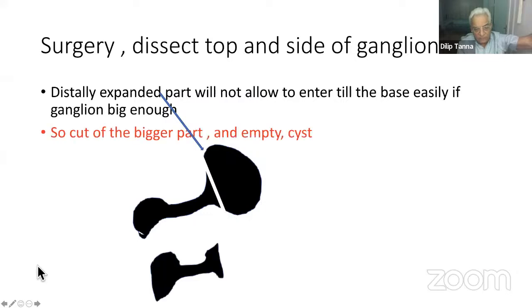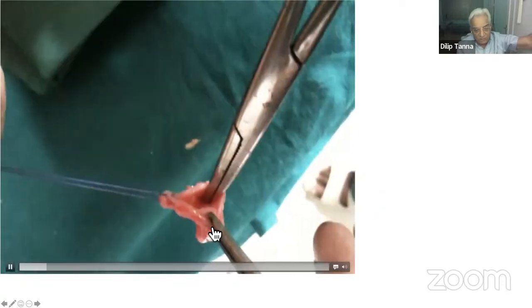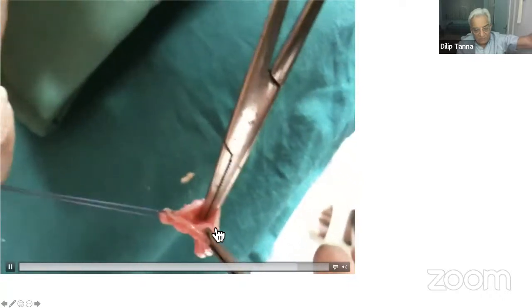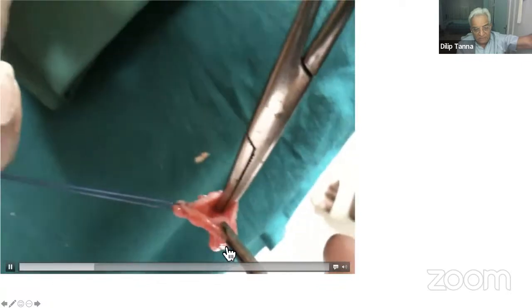Now having chopped off the ganglion, you will be able to reach the bottom and pass something here. Now I see one of the videos also. So now you have this ganglion. All you can do is go inside and you will be able to see the bottom of it. Now enter the cyst and then you can feel the bottom of the cyst. Now here is the real one. As you can see, once they've taken it out, I am seeing the bottom. So you will be able to excise it much more easily.